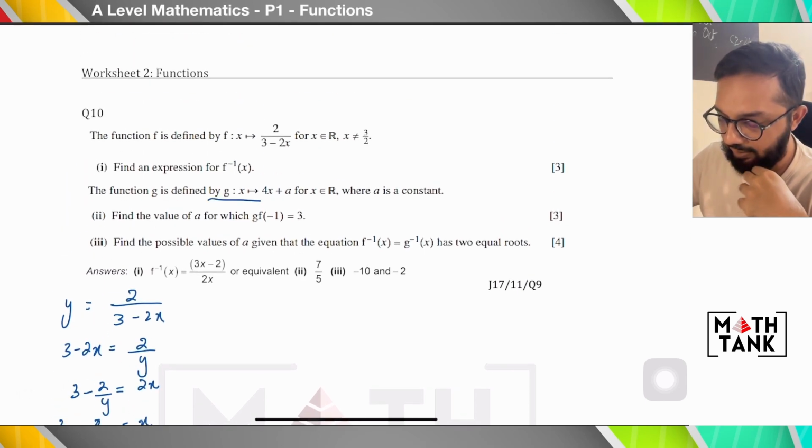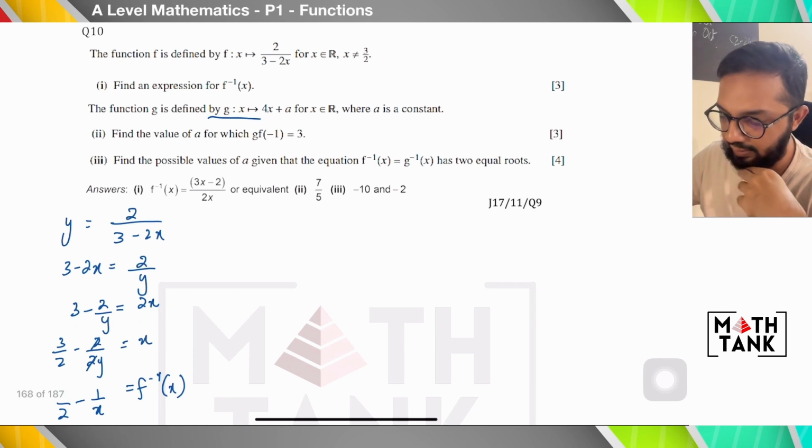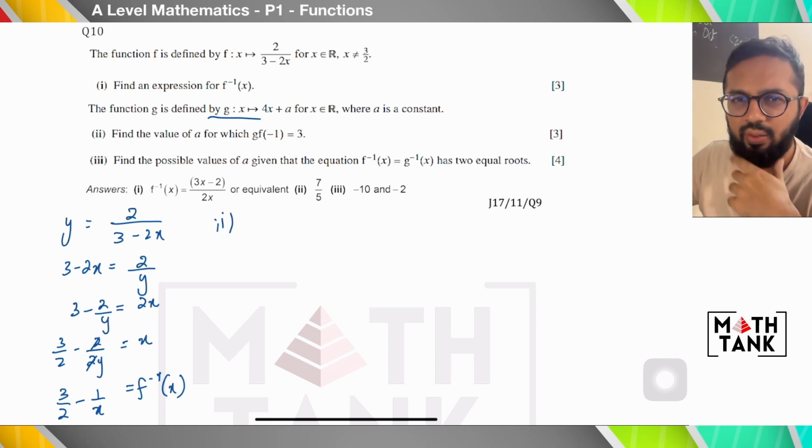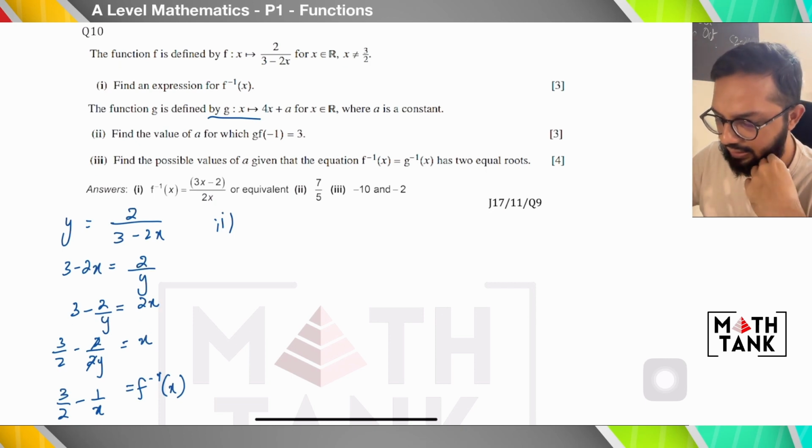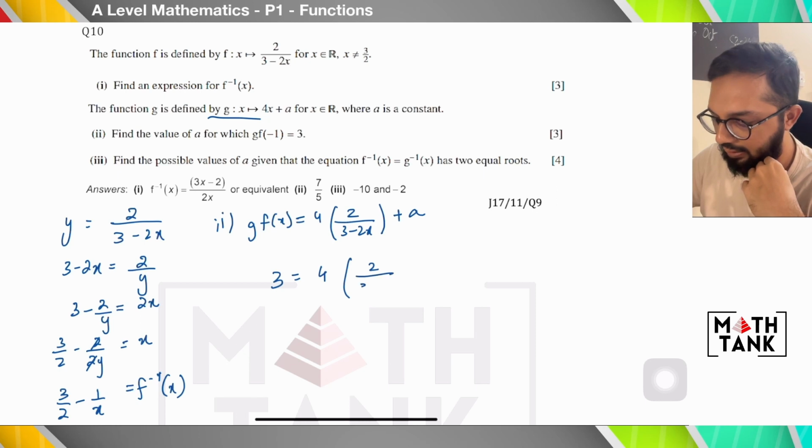The function g is defined by 4x plus a, where a is a constant. Find the value of a for which gf of 1 equals minus 3. I think that's easy to handle. I can just go on and say that I can first find gf of x. I will write that as 2 over 3 minus 2x plus a. This equals 3 when I plug in x as 1. So that gives me 8. 3 minus 2 is 1. 3 plus a.